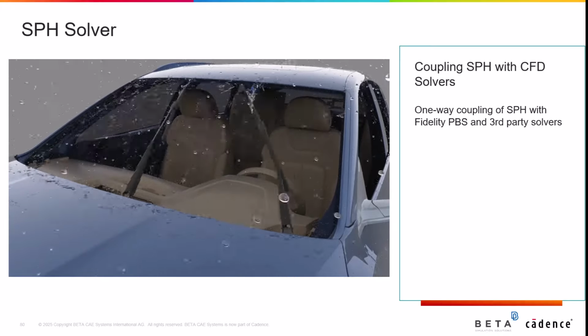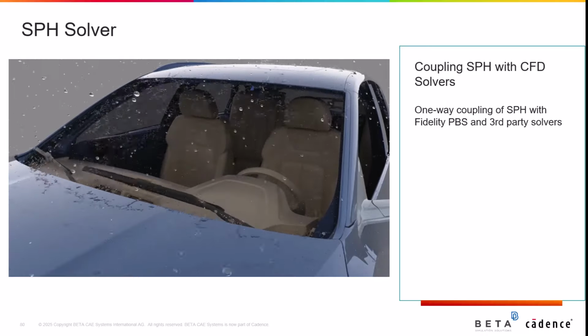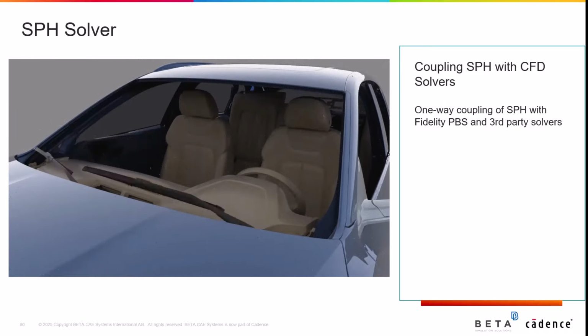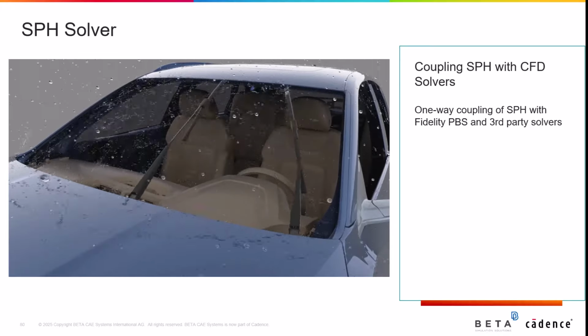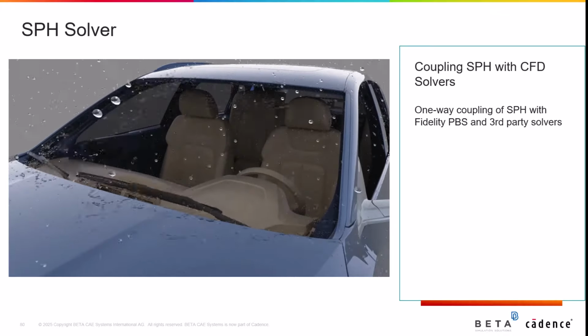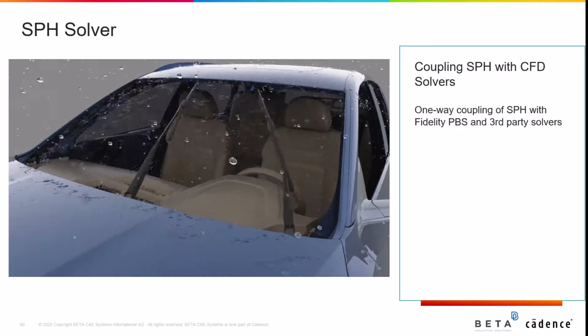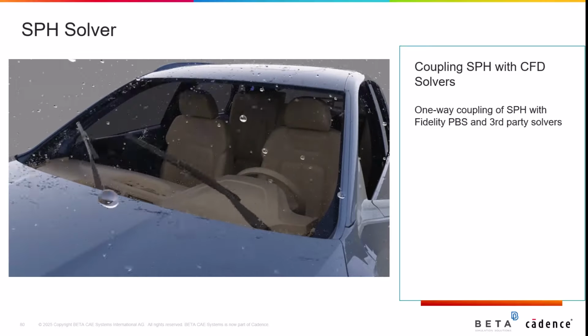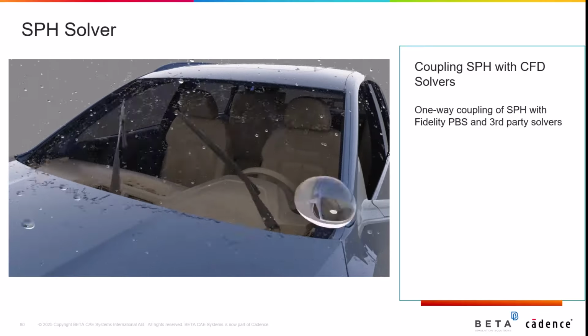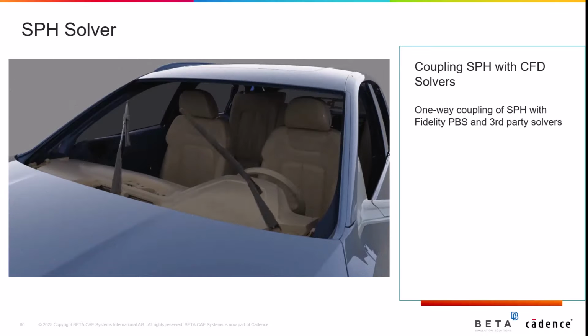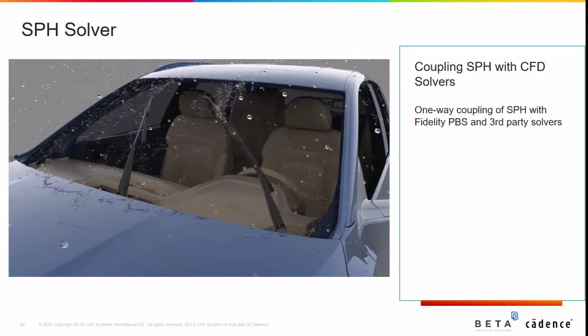What's great about this integration is that the entire process can be managed directly within ANSA through the PBS interface. This one-way coupling method offers great flexibility and can be applied to a wide range of scenarios, including external aerodynamics, rain simulations, HVAC systems, and many other complex simulations.